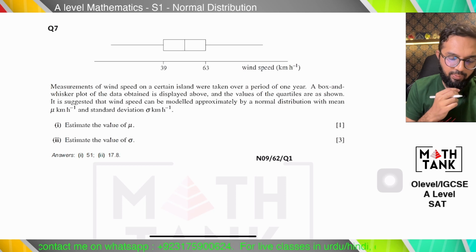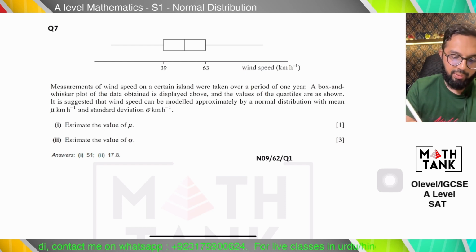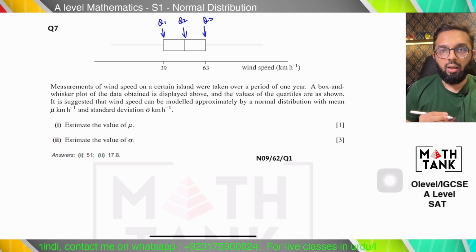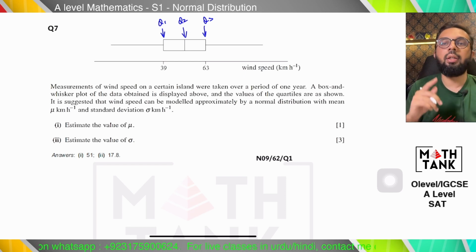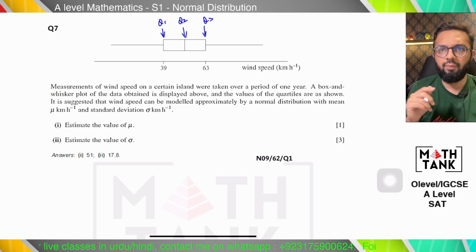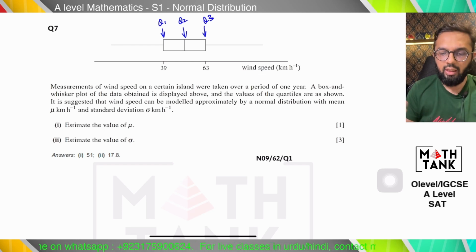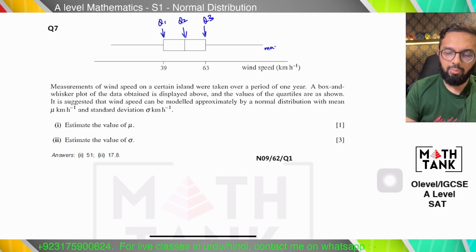It says measurements of wind speed on a certain island were taken over a period of 1 year. A box and whisker plot of the data obtained is displayed above, and the values of the quartiles are shown. Now remember that this is the lower quartile, that's Q1, and that's Q3, and that is the median, which is Q2. We know from our understanding of quartiles that below the lower quartile there's 25% of the data. Above the upper quartile, there is again 25% of data, and these are the maximum and minimum values that I have here.